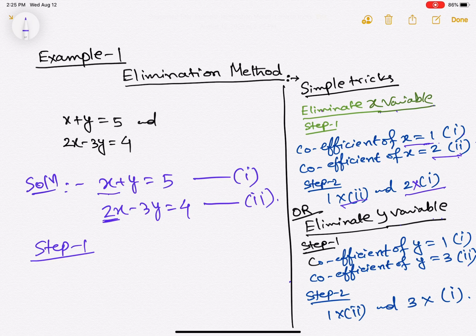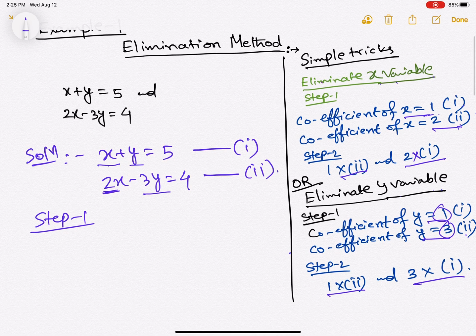That's clear. Now in the case of y, you will follow a similar step. First you have to write the coefficient of y from both the equations. So here 1 from equation 1 and 3 from equation 2, and then this 1 is multiplied both sides of equation 2, and this 3 from equation 2 is multiplied both sides of equation 1. So now after that you will eliminate y. You can easily eliminate this variable from both the equations. So now that's clear. So now we go to our problem here.